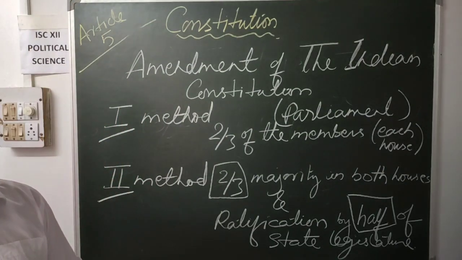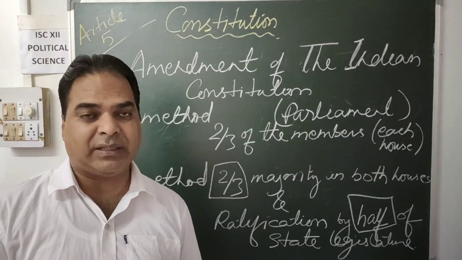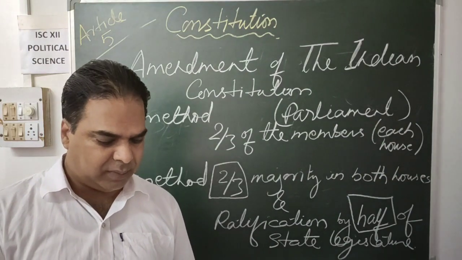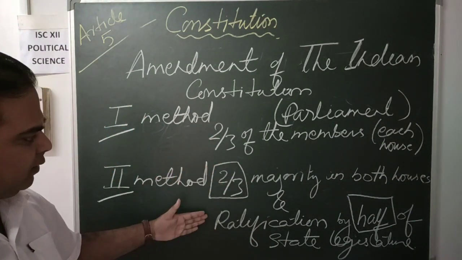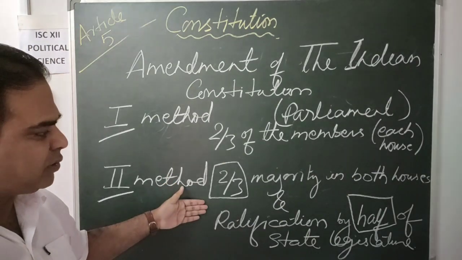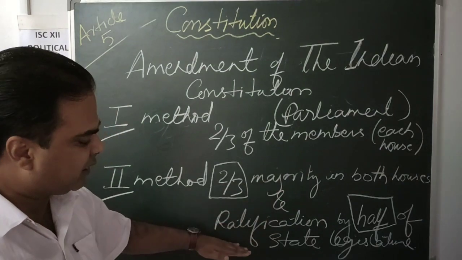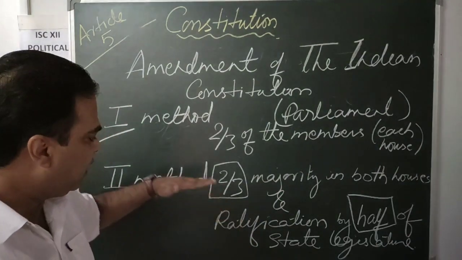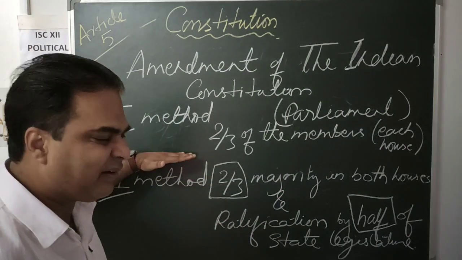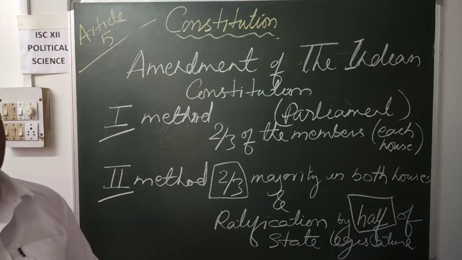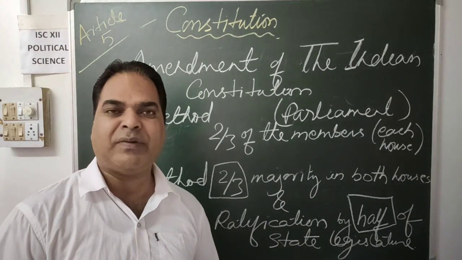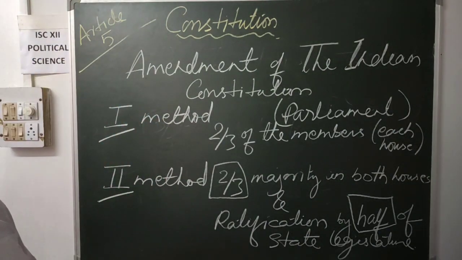Okay, the constitution can be amended by a rigid method. This is the rigid method because here the consent of the state legislature is also required. So this second method can be taken as a rigid method. So on which topics, which are the provisions? I've given it over here. You can go through it.